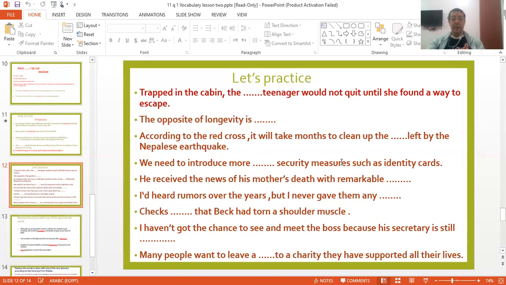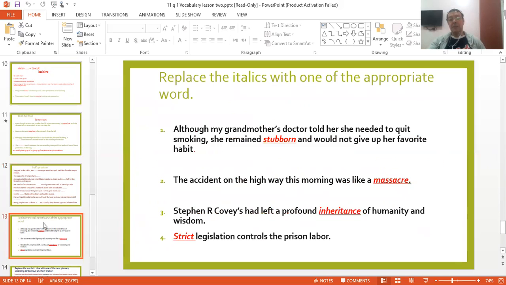All right, here's a piece of practice for you. You can pause or freeze the screen and try to do this bit of a vocab quiz, right? And then we might discuss the answers together and give you feedback. And also write in the comments if you need some explanation for that as well. Okay, so here's another vocab quiz. It's a little quizzy. Replace the italics with one of the appropriate words.